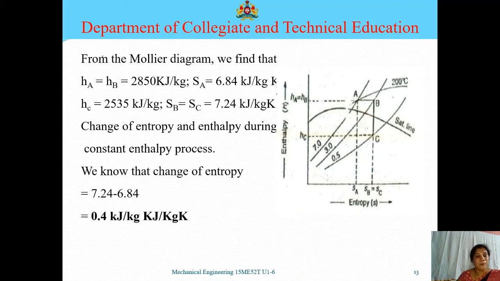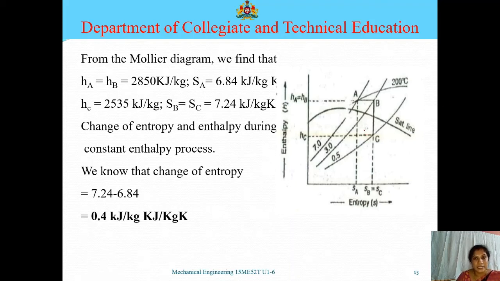Okay, so the same procedure that I followed in the previous problem, I will continue. So what I'll do, from the Mollier diagram. So this is a Mollier diagram. So what was the initial condition? That he has given us 7 bar.